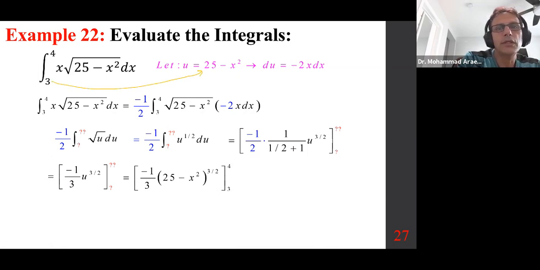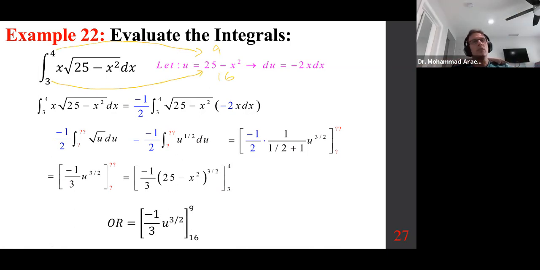if I plug in 3 here, 25 minus 3 squared, that means minus 9, gives me 25 minus 9, or 16. If I put 4, 25 minus 4 squared, 25 minus 16 gives me 9. So I can use those limits. We've seen this, everybody.